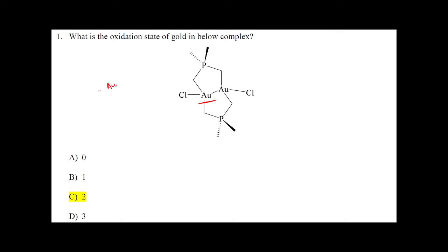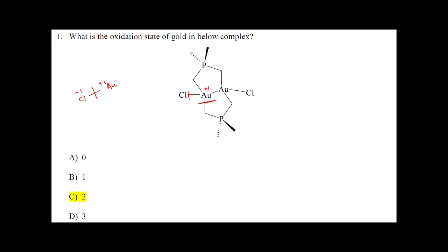So Au is connected with chlorine. If I have to figure out the oxidation state coming from chlorine, this chlorine will have -1 and this Au will have +1 charge. This is the basic way of finding the oxidation state based on the electronegativity pattern. So chlorine will have -1 charge and the Au gold metal will have +1 charge. That means Au will have +1 charge coming from the chlorine ligand.